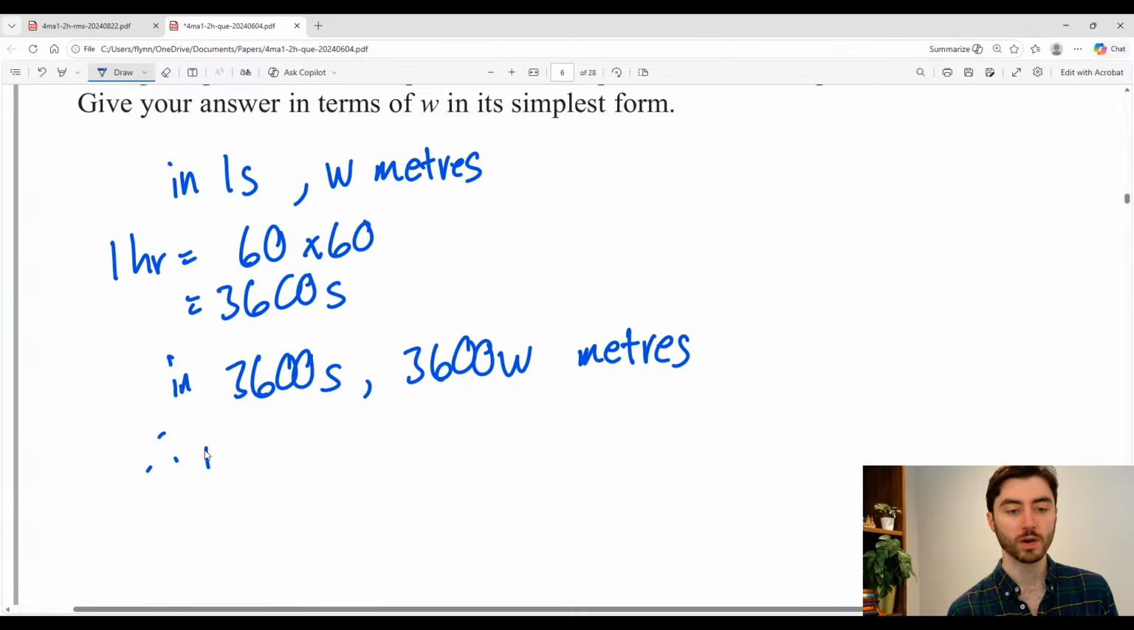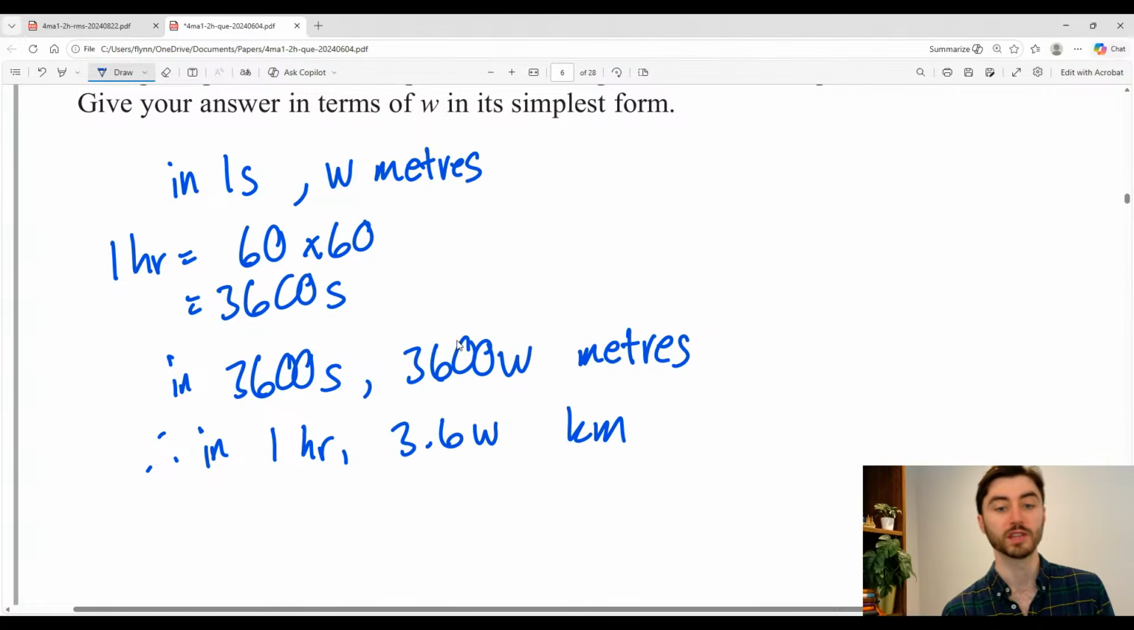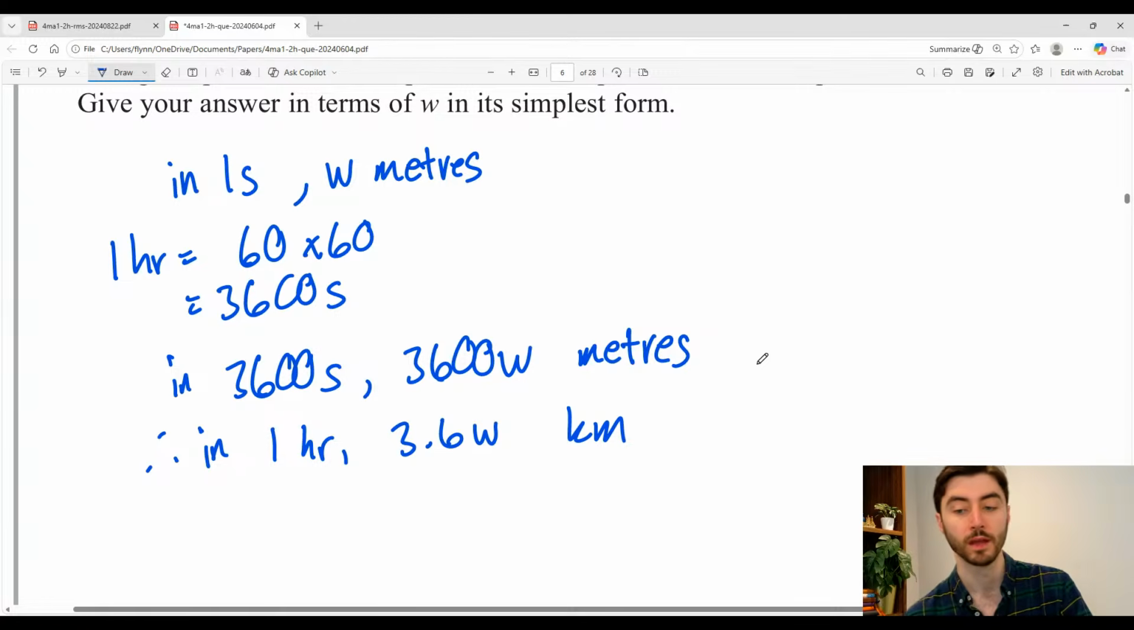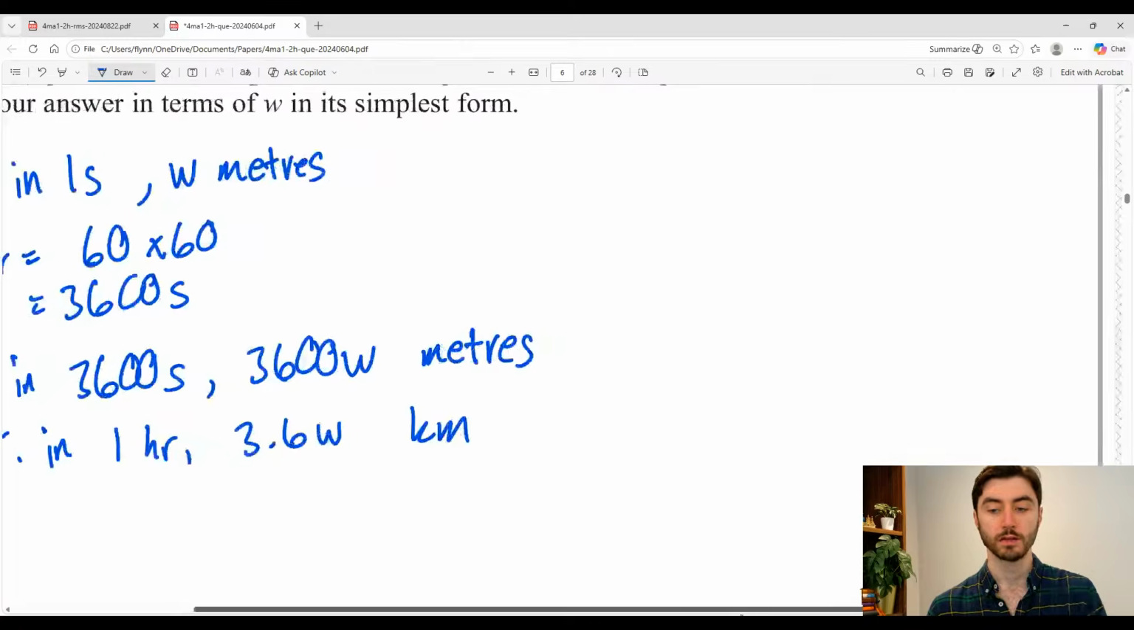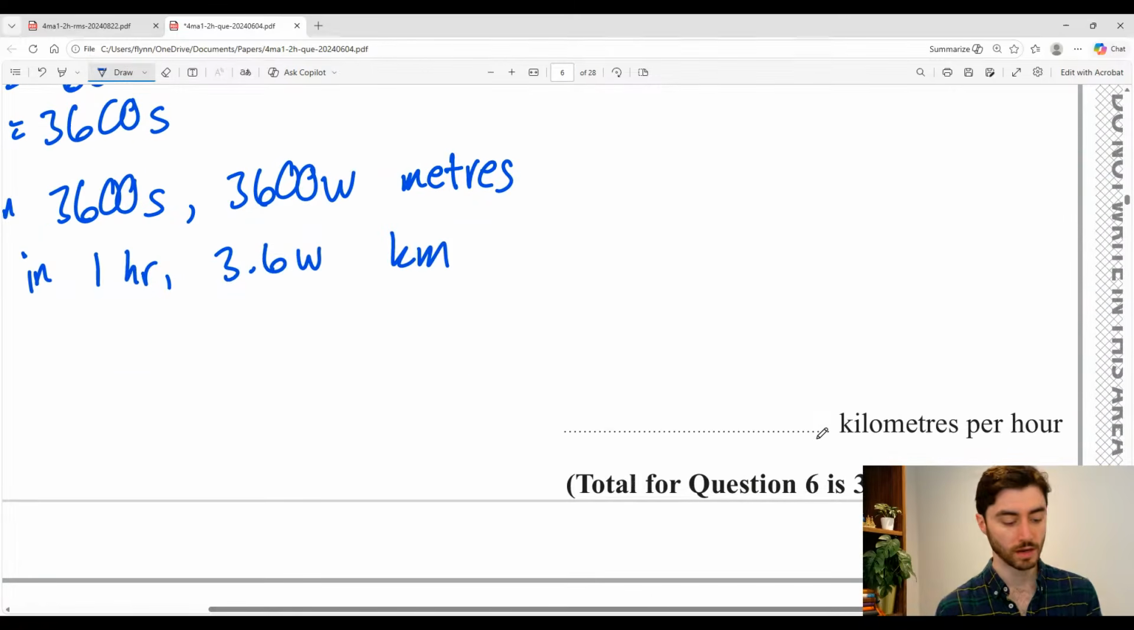So therefore, in 1 hour, we have 3.6w kilometers, because we take this thing and we divide it by 1,000 to convert it into kilometers. So it's 3.6w.